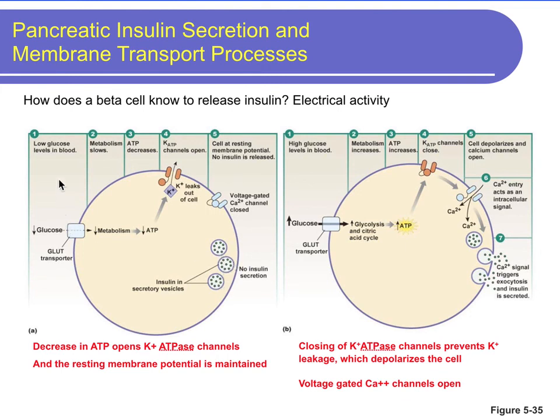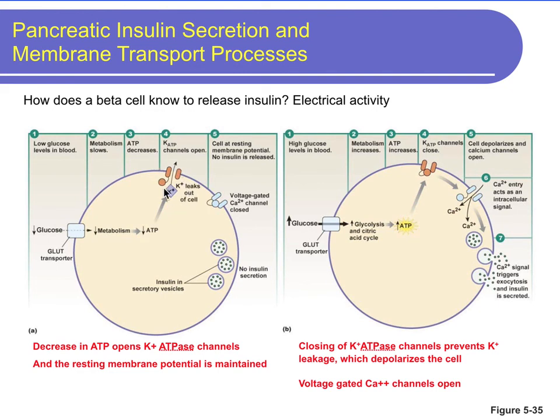So what happens is when glucose is low in the blood, here, take a look. There's a GLUT transporter, facilitated diffusion. Remember, facilitated diffusion causes solutes to move from high to low. Well, glucose is low out here, so it really isn't going to move into your cell. Now, glucose, recall, is used to make ATP. If glucose doesn't really come into the cell, we're not going to make a lot of ATP.